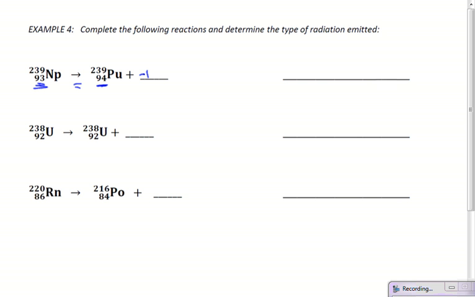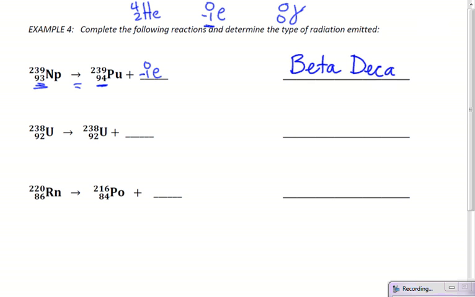Whenever you look at your three different options that we talked about, we have alpha, beta, and gamma. Whenever you look at those three choices, the one that ends with a -1 on the bottom here is going to be our beta particle. And if you look at the top numbers, 239 is equal to 239 plus 0. So our type of radiation is going to be beta decay.